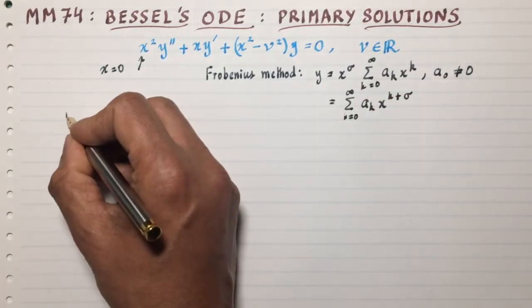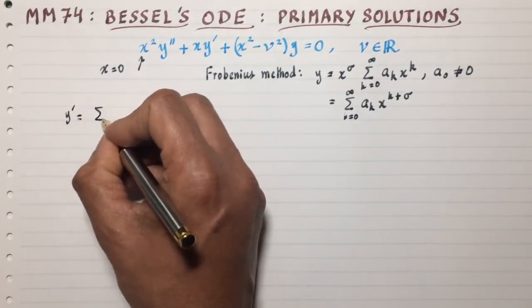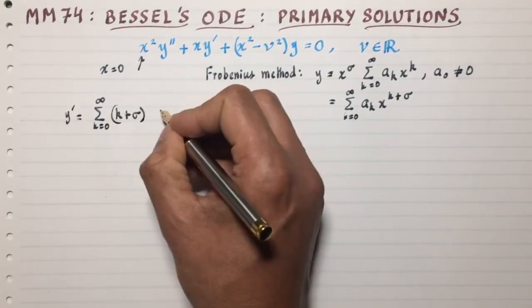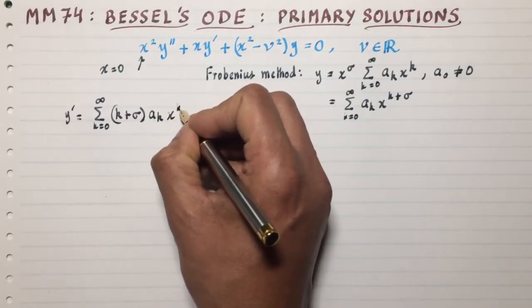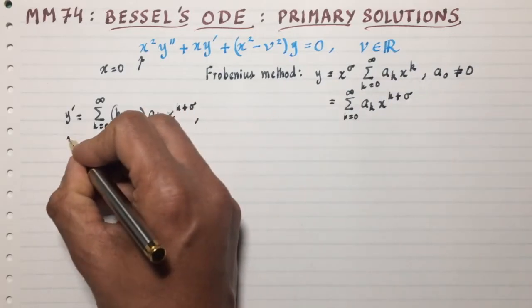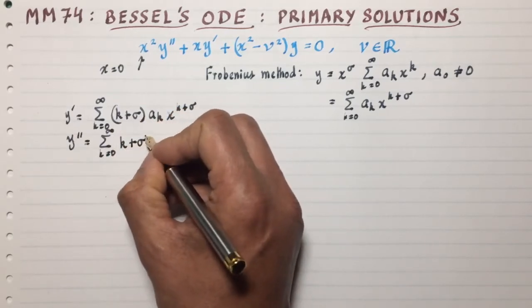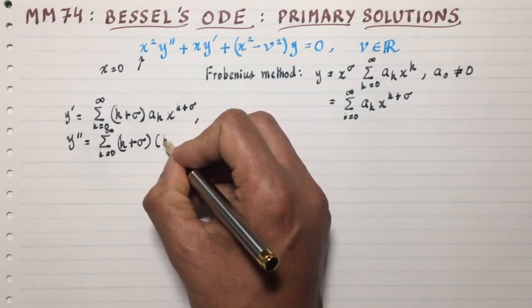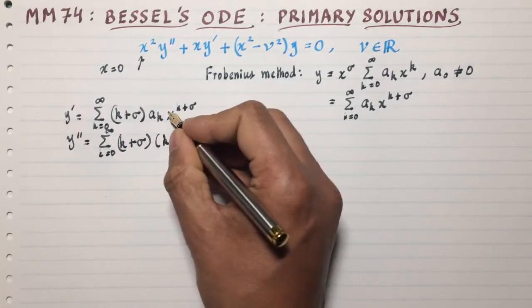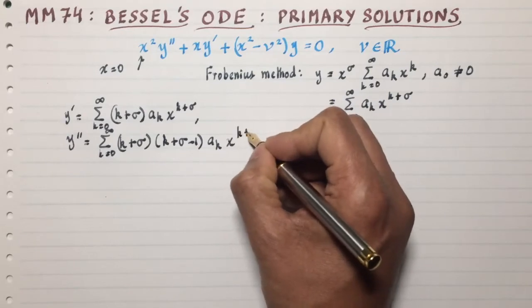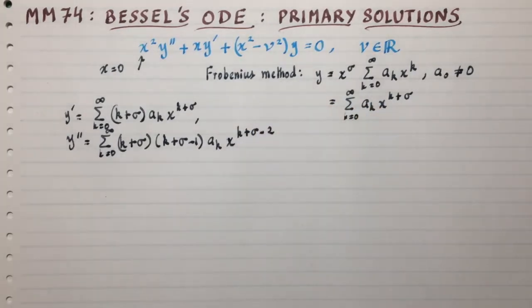The first derivative and the second derivative of the ansatz you have there would be: y prime equals the sum of k plus sigma times a_k x to the k plus sigma minus 1, and for the second derivative, y double prime equals the sum from 0 to infinity of k plus sigma times k plus sigma minus 1 times a_k x to the k plus sigma minus 2.